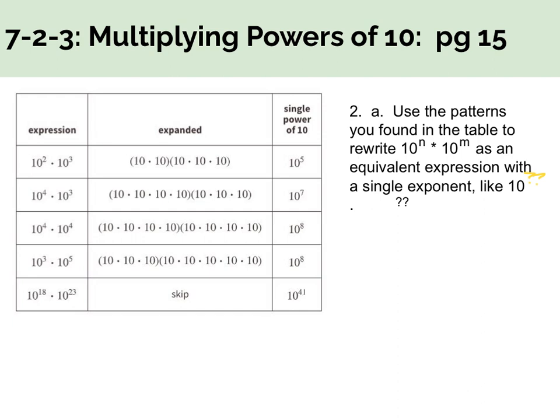So my expression that I'm going to write down is 10 to the n plus m. So let's go ahead and try that. If I go 2 plus 3, that was 5. 4 plus 3, that is 7. 4 plus 4, that is 8. 3 plus 5, that is 8. So notice how that works.